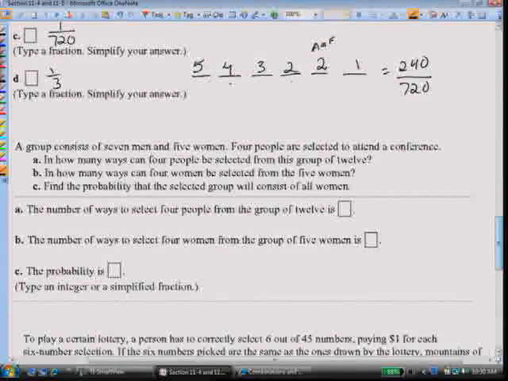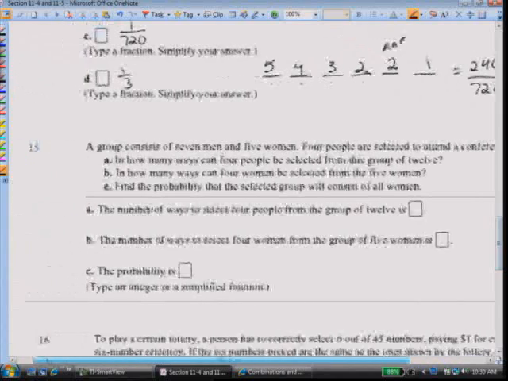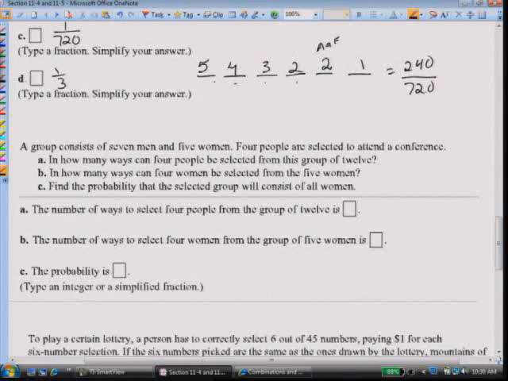Okay, here we are. Now, the next one is number 15. A group consists of 7 men and 5 women. 4 people are selected to attend a conference. In how many ways can 4 people be selected from this group of 12? So what are they looking for? 4 people from a group of 12. Is that a combination or a permutation? Right, it's a combination because order doesn't matter.